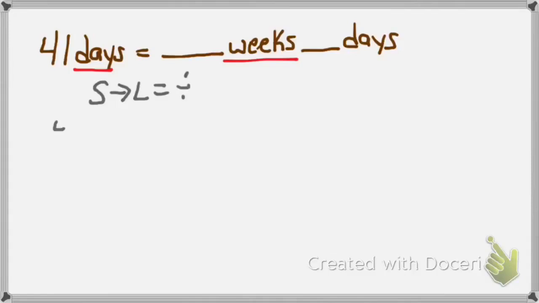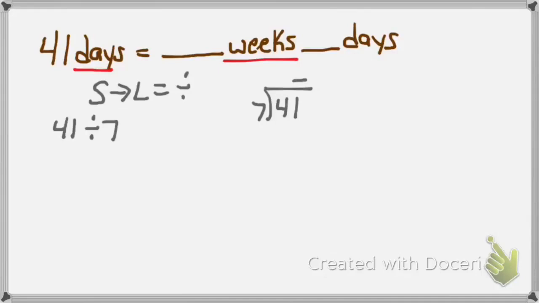Take my given number, which is 41, my operation that I just chose, which is division, and now I need to see how many days there are in a week. I could look that up in my chart if necessary, but I think most of us know that there are 7 days in a week. So this problem is going to be 41 divided by 7. So I'll move to some scrap paper and say 41 divided by 7.